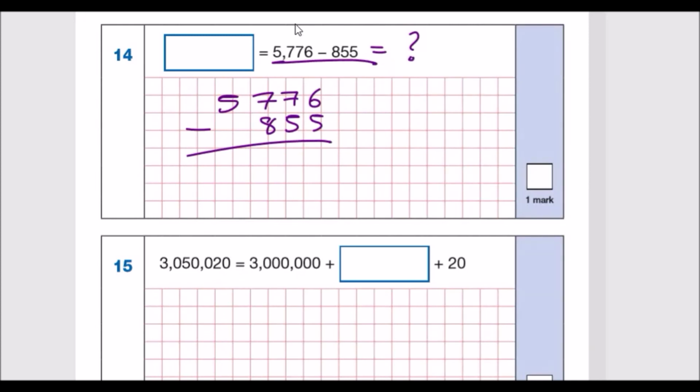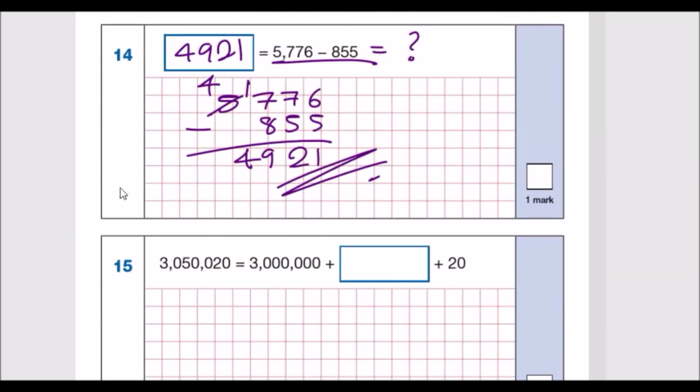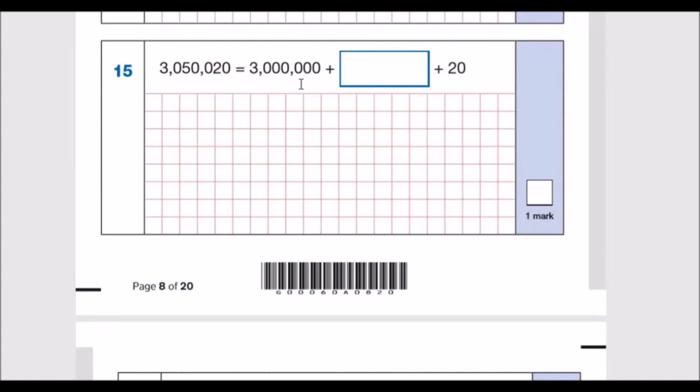6 take away 5 is 1. 7 take away 5 is 2. 7 take away 8 you can't do, so borrow: the 5 becomes a 4 and carry the 1. 17 minus 8 is 9 and this is 4. So 4,921. Easy. Guys, give yourself a pat on the back because seriously, I'm proud of you if you're keeping up this far. So, recognition.